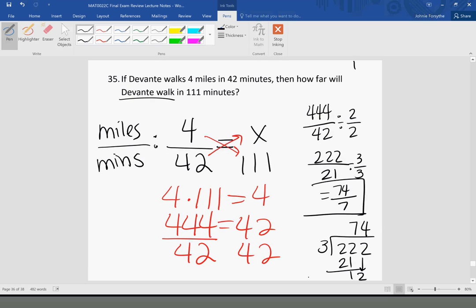And that's because the problem does ask in MAT0022 to write your answer as a reduced fraction. So you don't want to give a decimal. You want to write it as a reduced fraction. So that's why 444 over 42 would not be the correct answer because it's not reduced. So if it says reduce, make sure your answer is reduced.